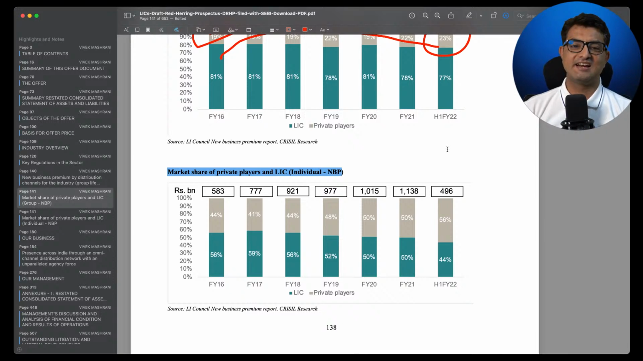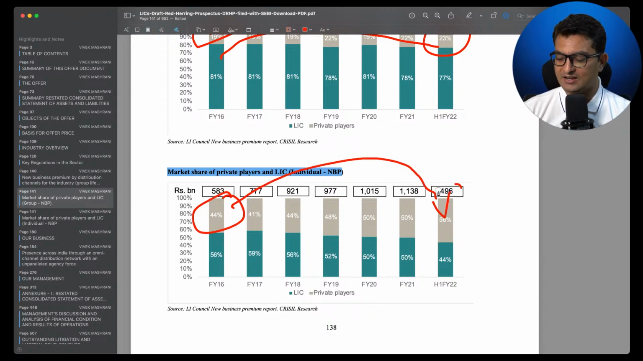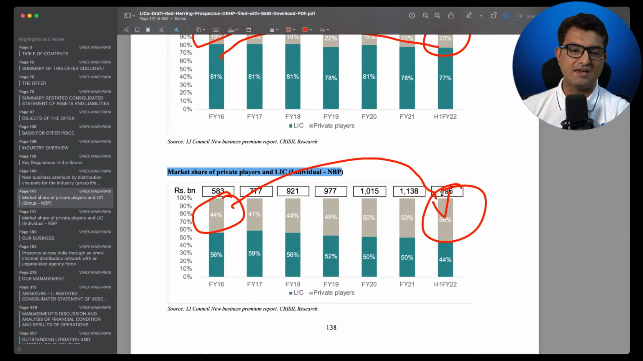And if you see this data point, it is very, very important, right? Individual new business premium, like new policies and new premium which they are generating from individuals. From 44%, the market share of private players has gone up to 56%. So within 4-5 years, they've got 8% incremental market share. And this trend is going to continue in future also.